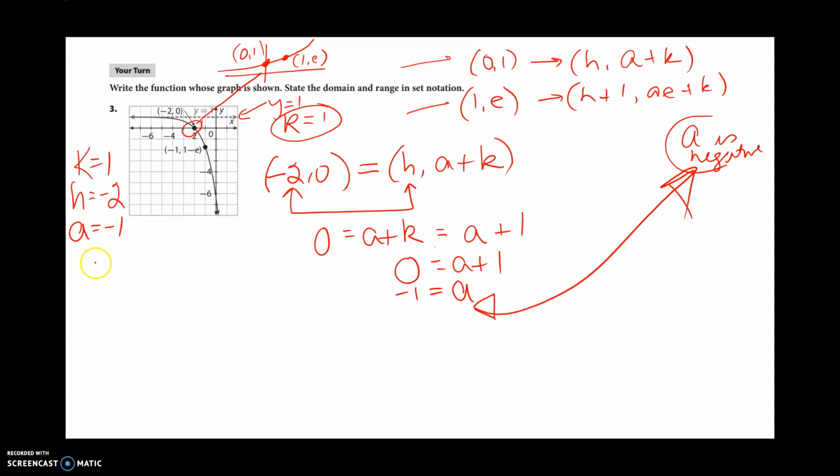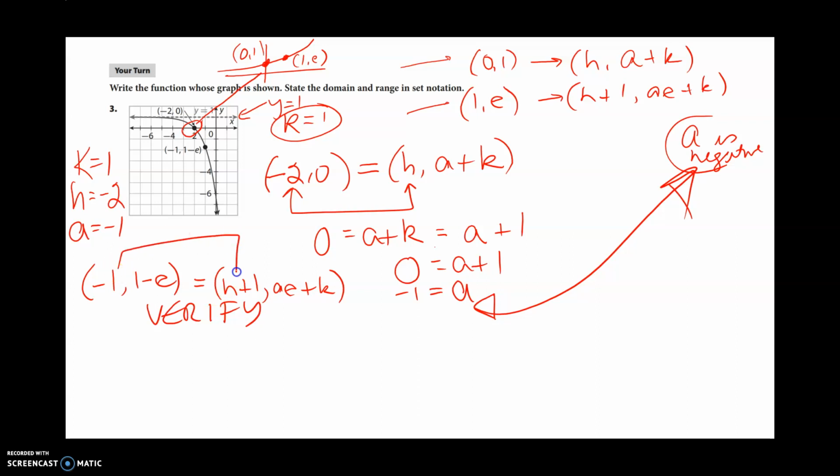Now, the second point, (-1, 1 - e), corresponds to this, (h + 1, ae + k). Since we don't have to find the b, we know it's the base e, we're using this second point just to verify what we found from the first point, to make sure we didn't make a math mistake. So if -1 equals h + 1, well, h is -2, plus 1 equals -1. That works.